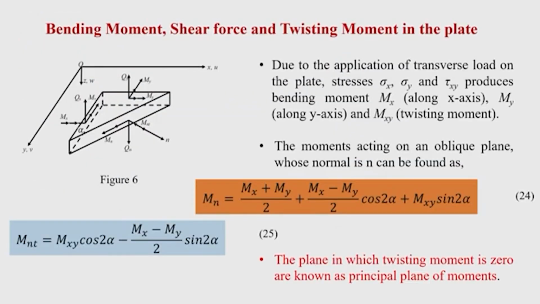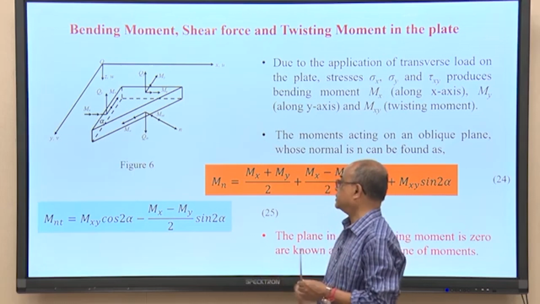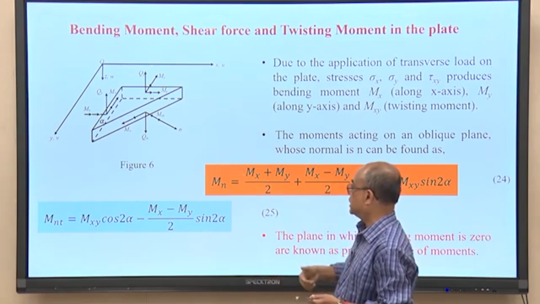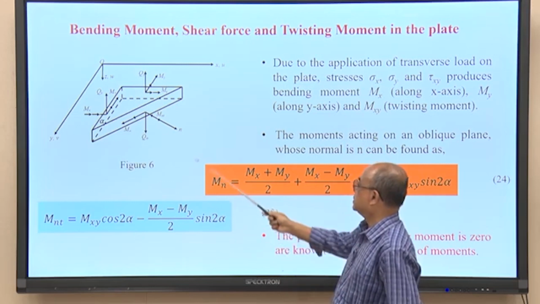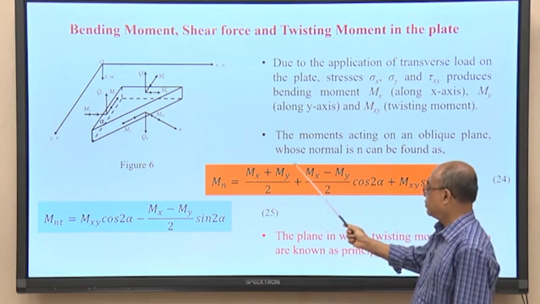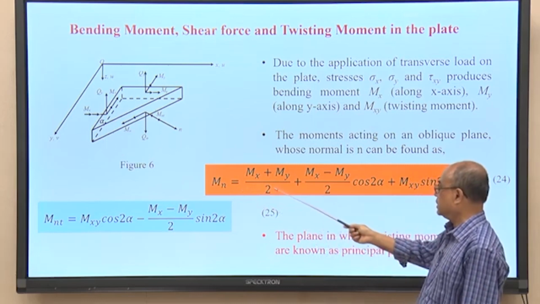So, bending moment, shear force and twisting moment in a plane which is oblique to the original x y direction can also be obtained by resolving the vectors. The double arrow is used as a vector to understand the direction of the moment. So, this is the expression that we obtain for the moment along the normal.